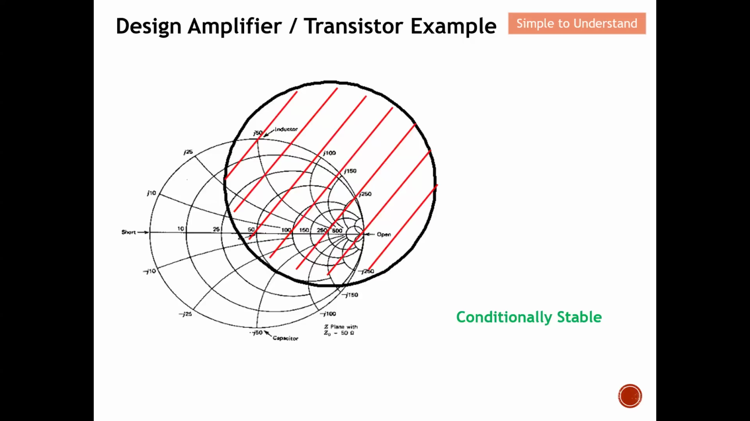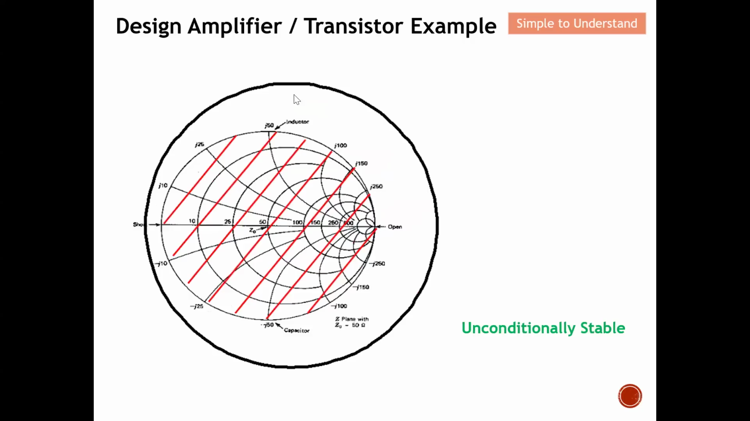Let's come to the last one. You can see that this circle covers the whole thing. Again, the center is always stable. Based on this case, again, you can imagine that this is what we call unconditionally stable, which means that the transistor will always be stable, because you can see that the whole of the Smith chart is shaded. Okay, next.